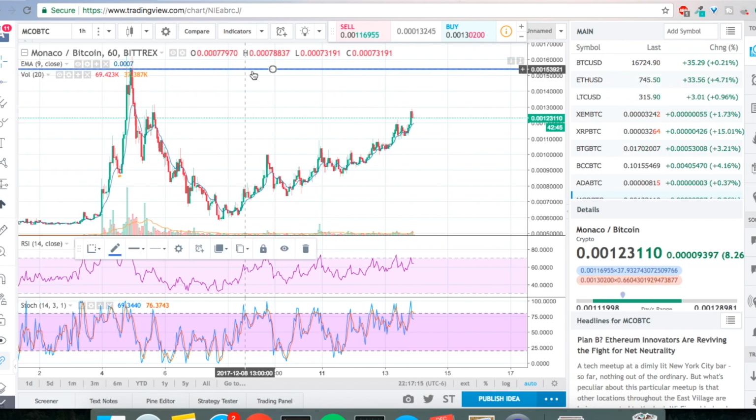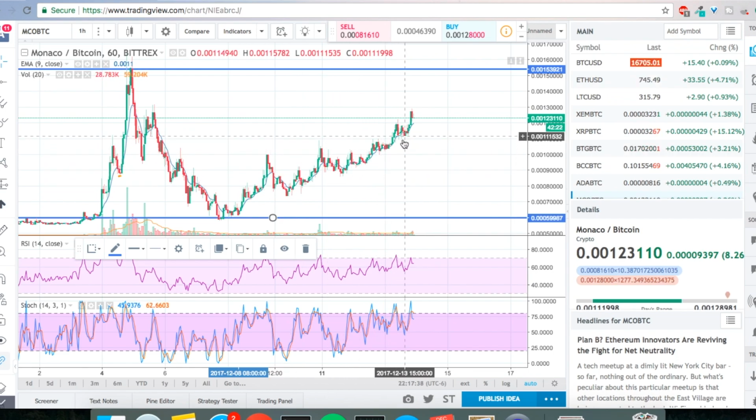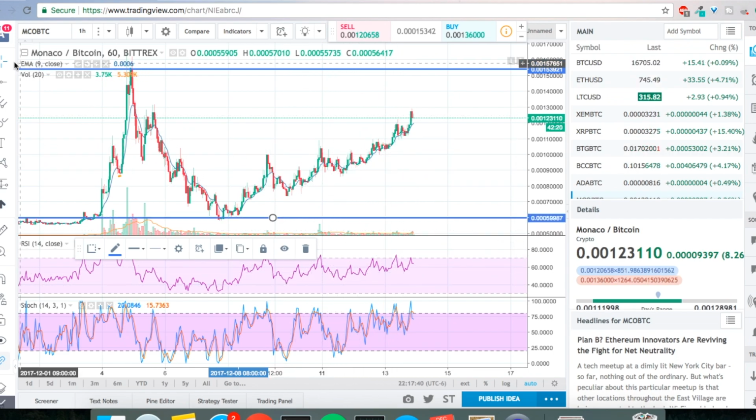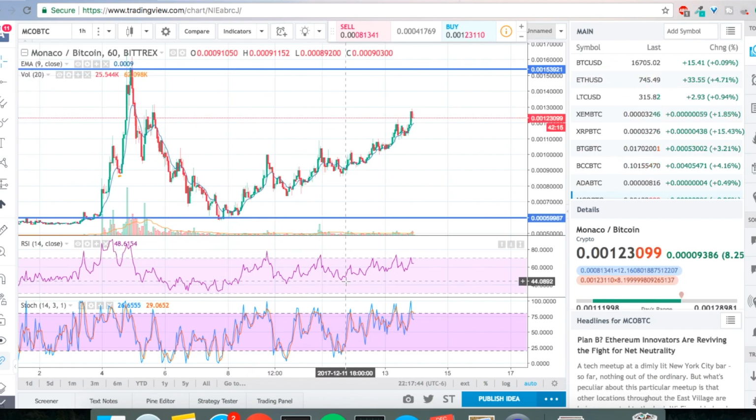Typically what I would do is look for the resistance level here. We have a resistance level at around the 153,000 Satoshi level, and it's currently trading at around the 123,000 Satoshi level. Basically, what I look for is whether this formation has established a support level. It's established a support level here at around the 60,000 Satoshi level, and is trending upward, forming a higher low, and a higher low, and a higher low.